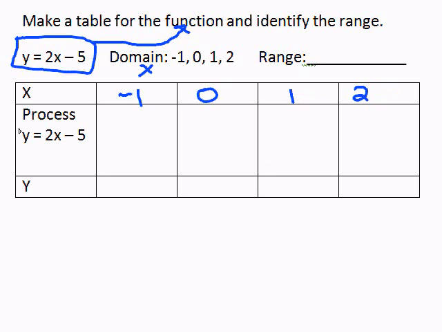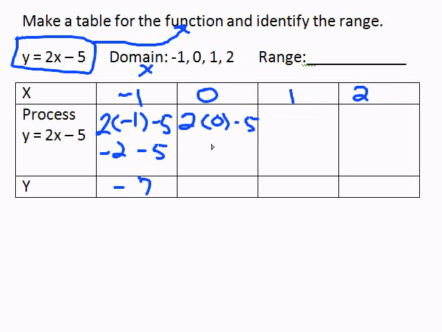I've added a row in between the x and the y that typically is not there to help us go ahead and find the y values. Notice, y is equal to 2 times whatever x is minus 5. So if x is -1, y is equal to 2 times -1 minus 5. 2 times -1 is -2, minus 5 is -7. So if x is -1, y is -7. Next one, if x is 0, y is 2 times 0 minus 5. 2 times 0 is 0, minus 5 is -5. So our y is -5 if x is 0.